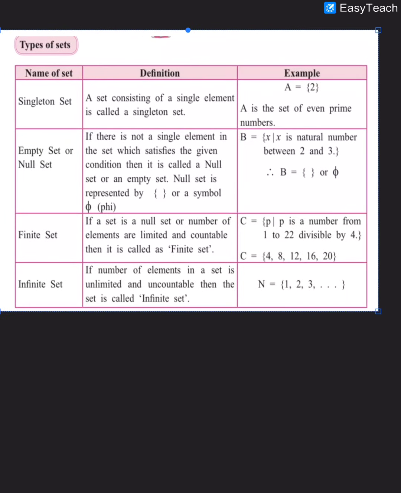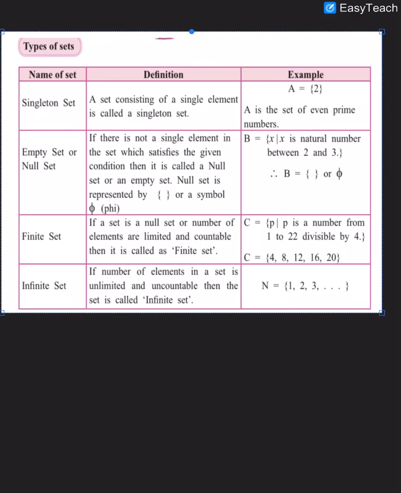Singleton set: a set consisting of a single element is called a singleton set. That is, set A is equal to {2}. Empty set or null set: it doesn't contain any element, not a single element in the set, so it is called an empty set or null set.